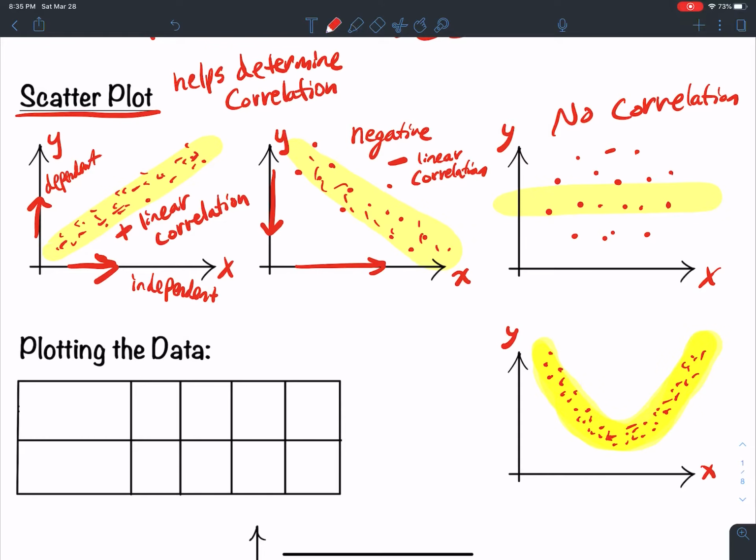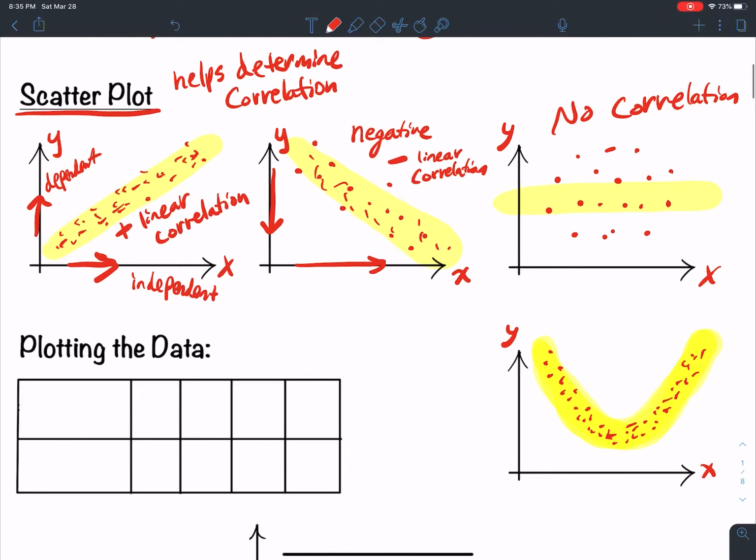So there does look to be some pattern, except it's not a linear pattern. It's non-linear. It's not a line, but it is a correlation going on. Some relationship between two variables. That relationship just doesn't happen to be in a line pattern.